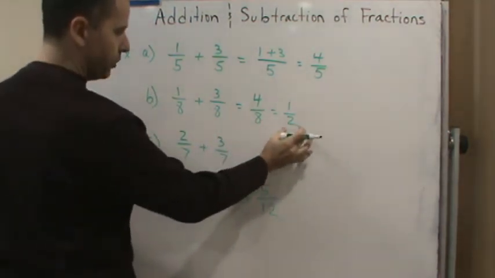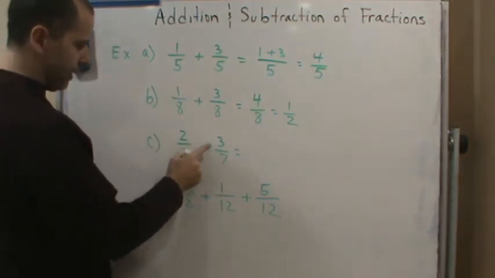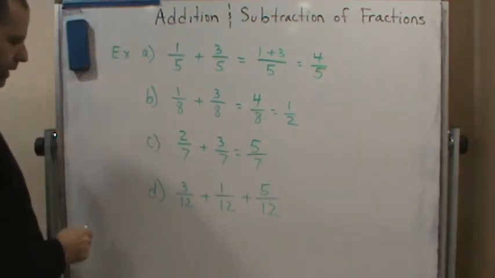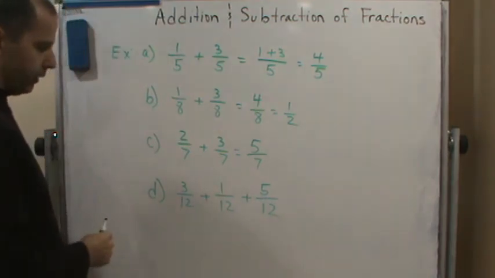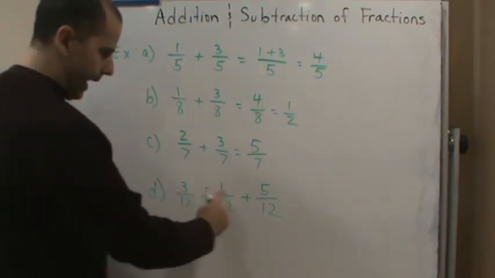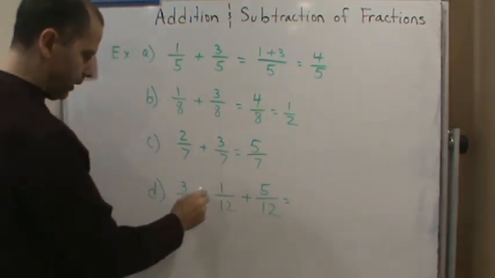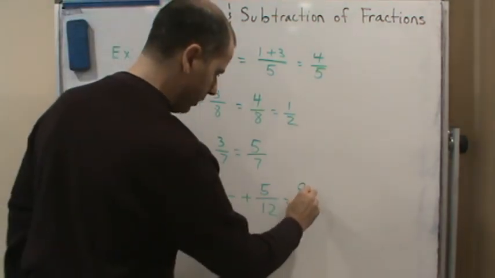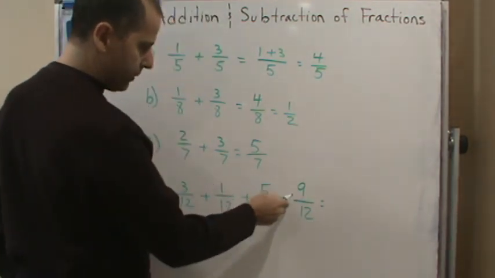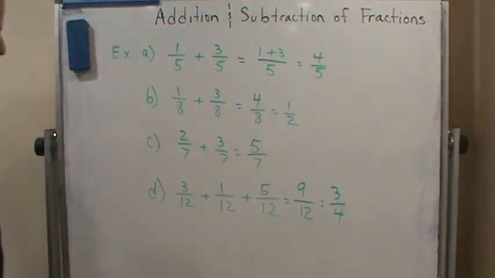We always want to see if we can reduce whenever possible. And then of course, if we have 2/7 plus 3/7, that is going to equal 5/7. Okay, and that's in lowest terms. Now again, what if we have three or more fractions? As long as they're all the same denominator, all we have to do is add across the numerators and just keep the denominator. So this is going to equal 3 plus 1 plus 5, which is 9 over 12. And of course this can be reduced because we can divide the top and the bottom by 3, and so we get 3/4, and we're done.